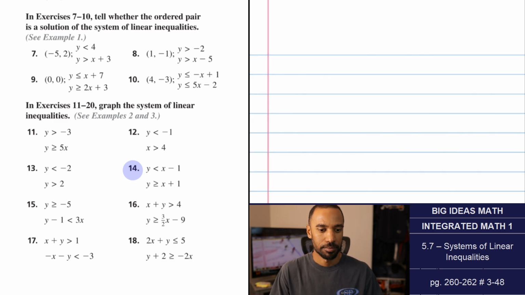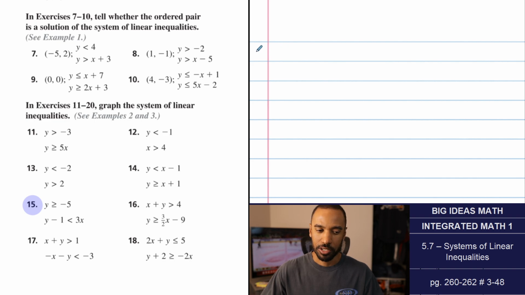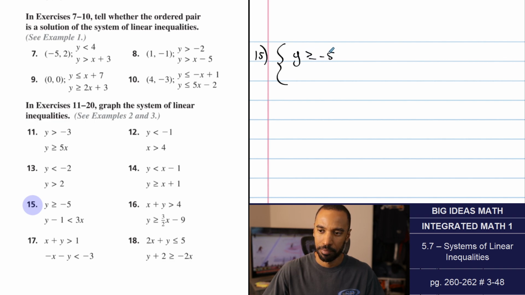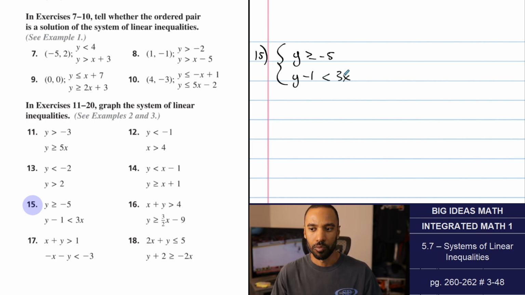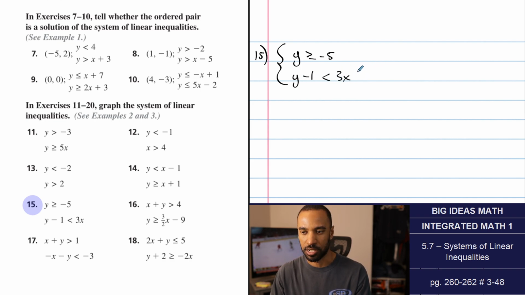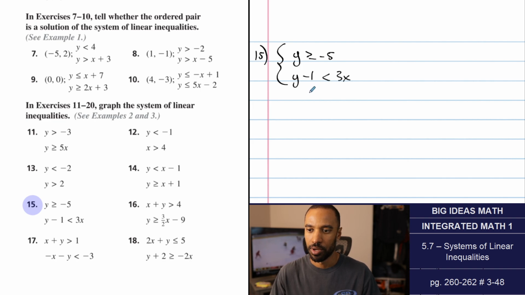Number 15. We have a horizontal boundary line to begin with, and then something that's not quite in slope-intercept form. I want to do a little bit of a rewrite of that. It says currently y minus 1 is less than 3x. You could argue this is point-slope form right now, but I'm not going to stick to that. I'm going to get y by itself, so rewrite that one down there as y is less than 3x plus 1.